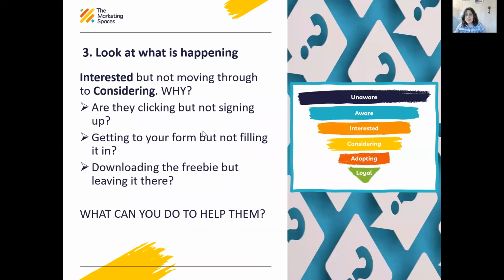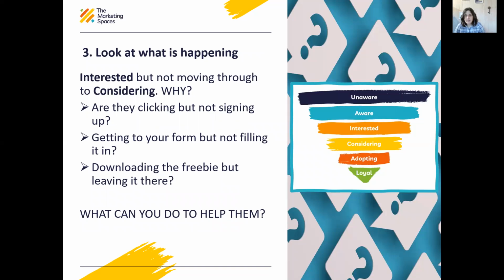Because step 3 is you have to look at what is happening. Why? They have been bothered enough to come through to your website, your landing page, maybe sign up for something. You've got them that far. Is it that they're clicking through but they're not signing up? Is there something about your form that's putting them off? They don't want to fill the form in. You're asking for too much information too soon.